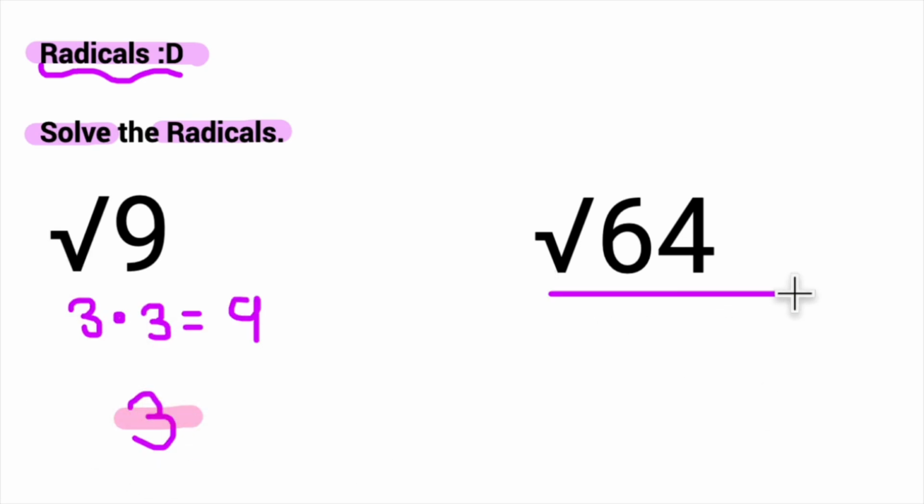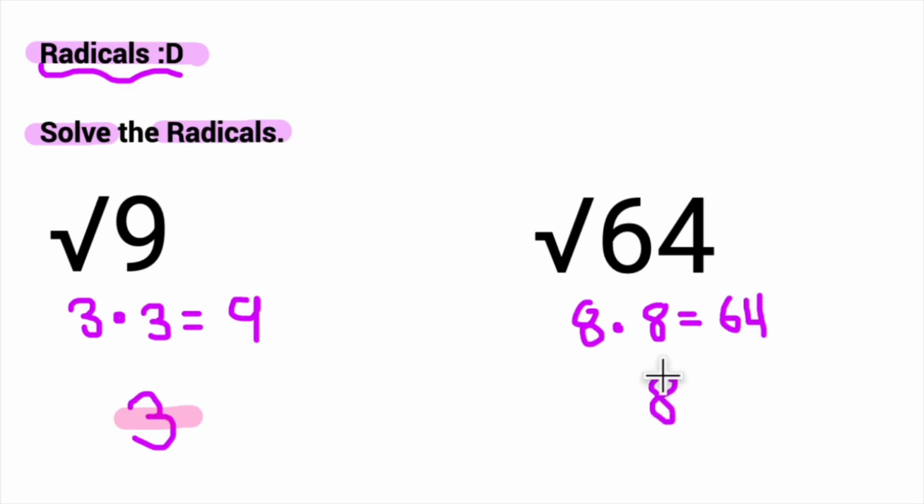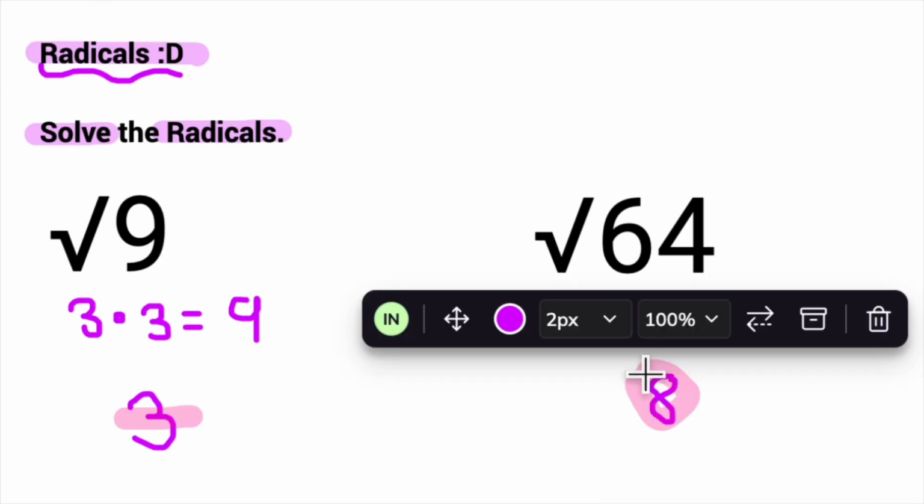So now let's move on to the next problem. We're going to do basically the same thing, finding two numbers multiplying to get 64, and that is going to be 8. So 8 times 8 is 64. So our answer is going to be 8.